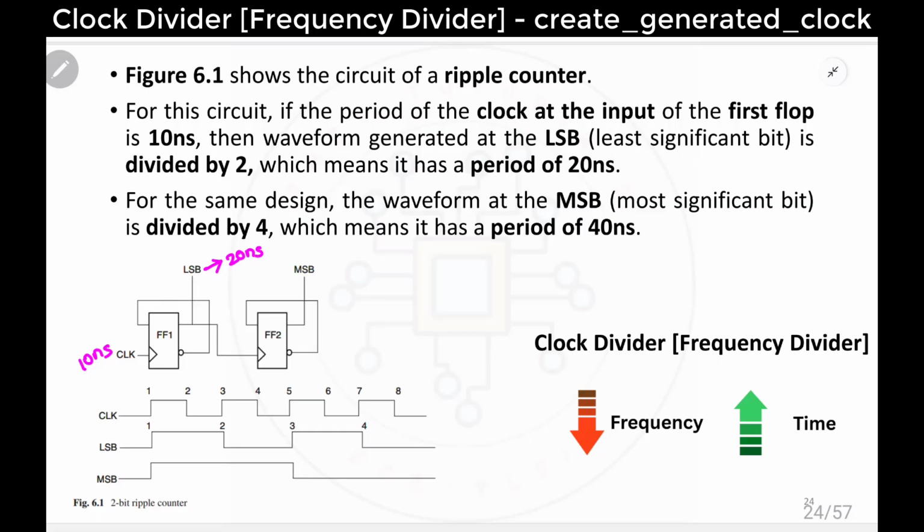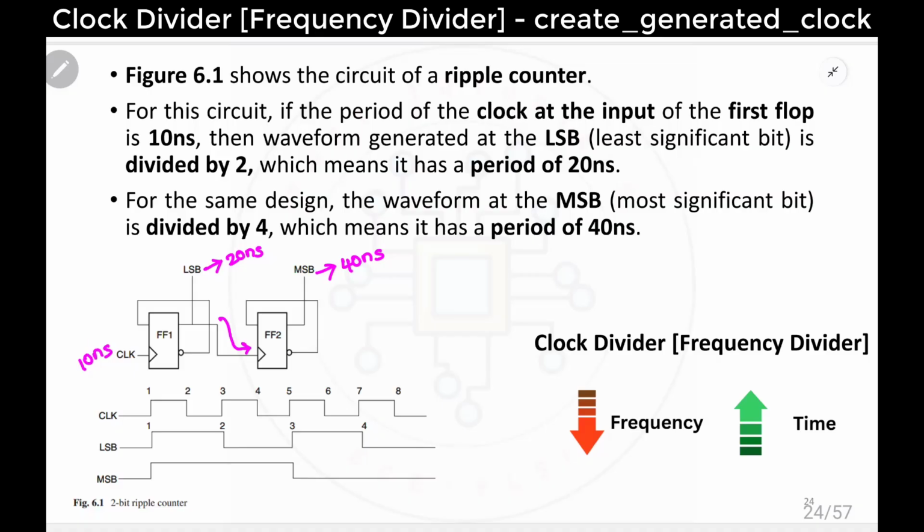So here it will get divided by 2 and I will get the time period as 20 nanosecond. And again, the signal which passes from the least significant bit is applied as a clock to flip-flop 2, and the output that I get at the most significant bit will again be divided by 2, so it becomes 40 nanosecond. So overall it is divided by 4. You can see here, for the same design, the waveform at the most significant bit is divided by 4, which means it has a period of 40 nanosecond.